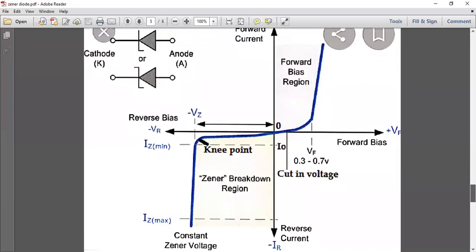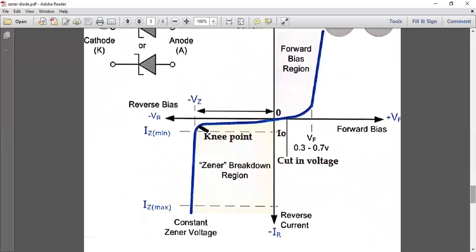The characteristics we obtain here are like this. The x-axis represents voltage, the y-axis represents current. This is the region for forward biasing and this is for reverse biasing. As you see in the diagram, the forward biasing is similar to the PN junction, that is, at 0.3 volts in case of germanium the current starts flowing. In case of silicon, after 0.7 volts the current starts flowing.